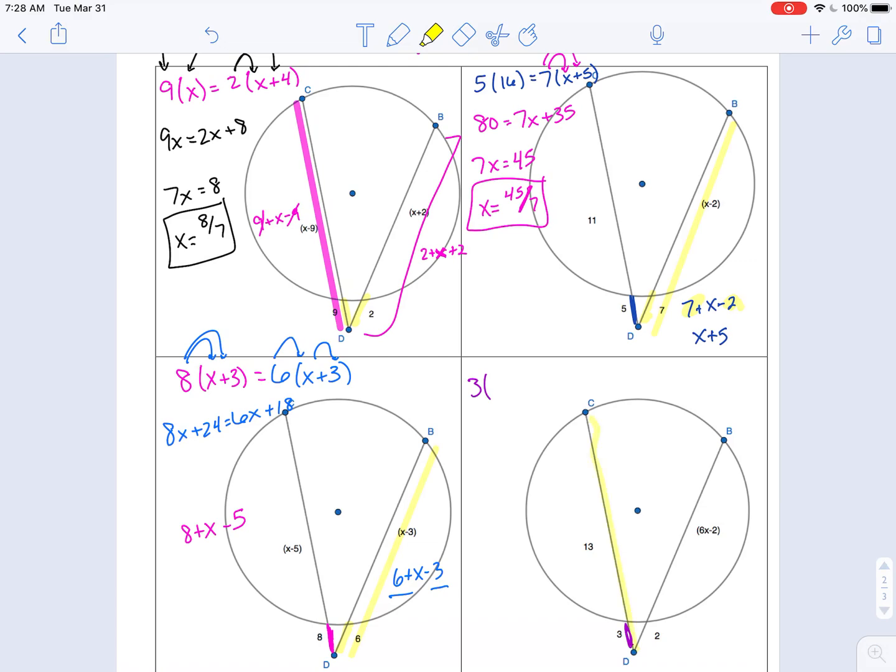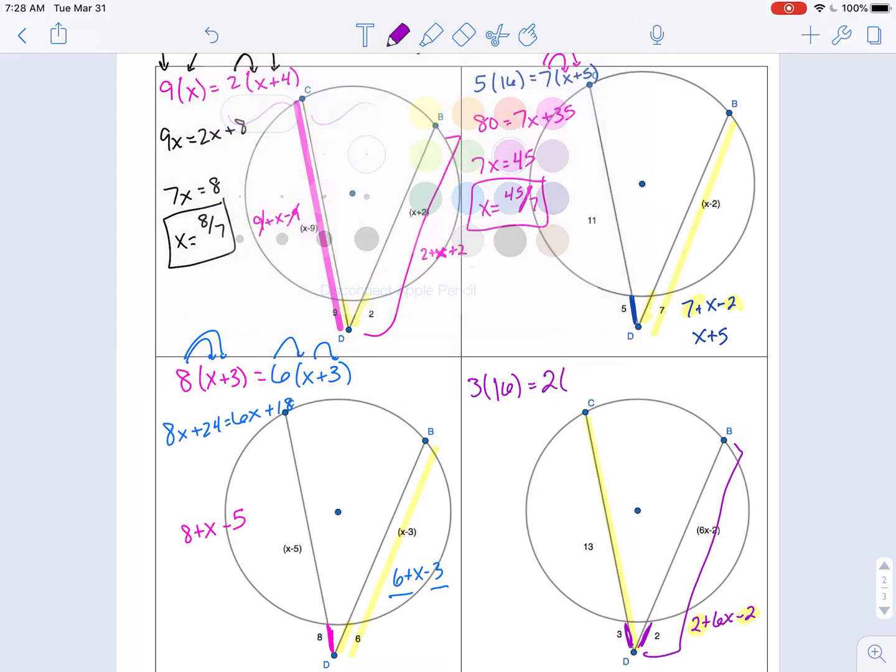So let's try setting up this last one here. 3 is the part outside this circle. And what is my whole secant here? Well, that's 3 plus 13 is 16 equals part outside the circle 2 times. Now the whole secant is 2 plus 6x minus 2.